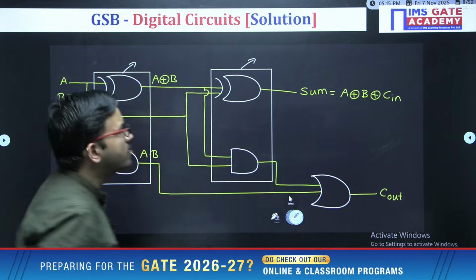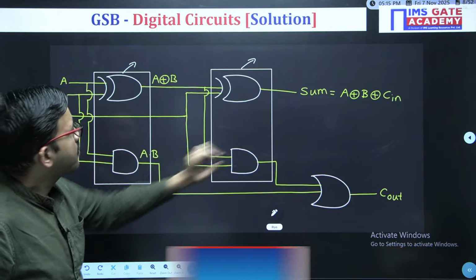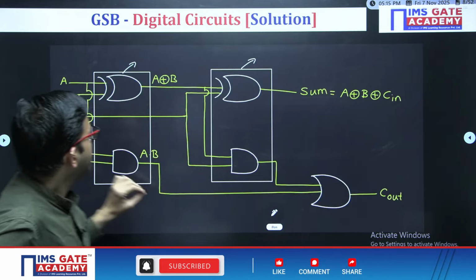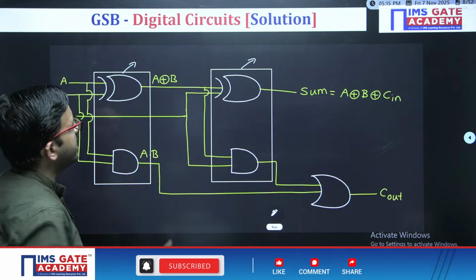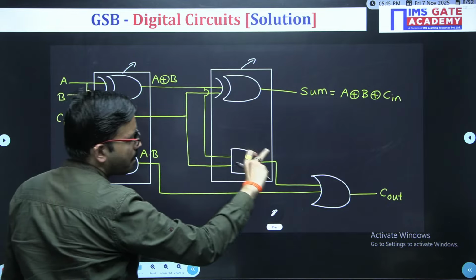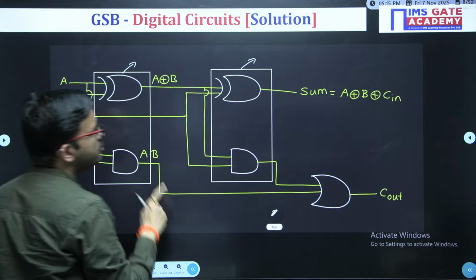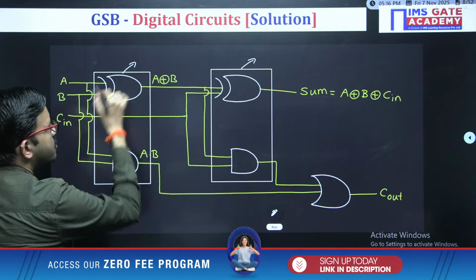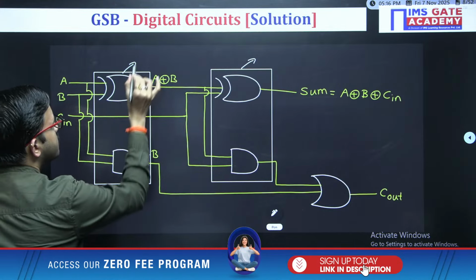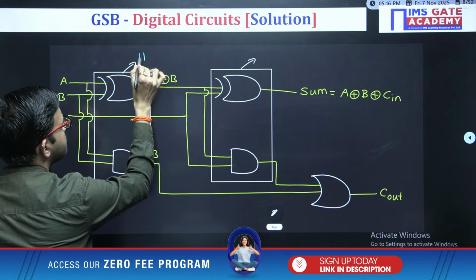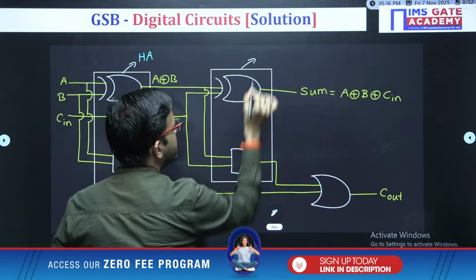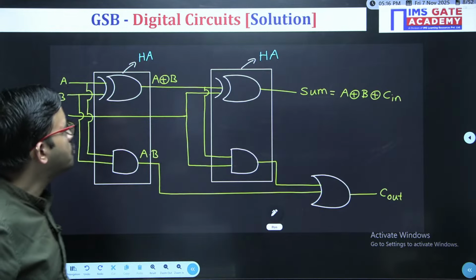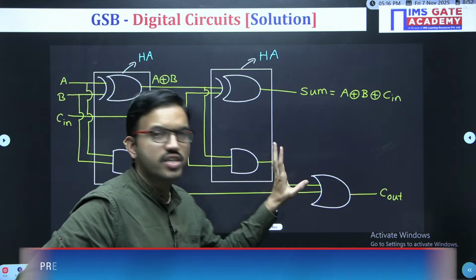Regarding the circuit diagram of a full adder, in order to get the sum, you require 2 XOR gates. In order to get the carry, you know the formula: (A XOR B) into C in plus AB. So accordingly you require the respective logic gates. I hope all of you know this circuit diagram is nothing but XOR gate and AND gate. This combination is nothing but a half adder. And similarly here, the XOR gate and AND gate combination is nothing but a half adder. For implementing a full adder, we require 2 half adders, and in addition to that, we require 1 OR gate.